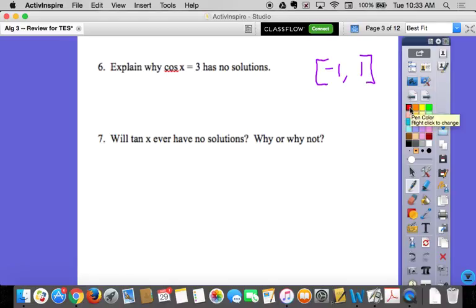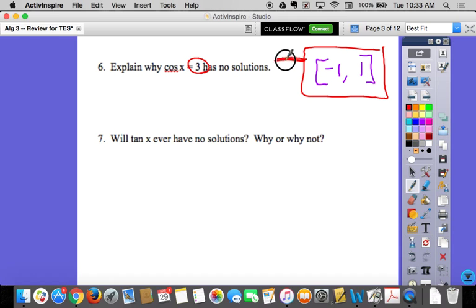Basically, the equations for sine and cosine will not have a solution unless this part right here is somewhere in this range. That's the reason I wanted you to know this little tidbit of information. If it's less than -1 or greater than +1, you have no solutions.